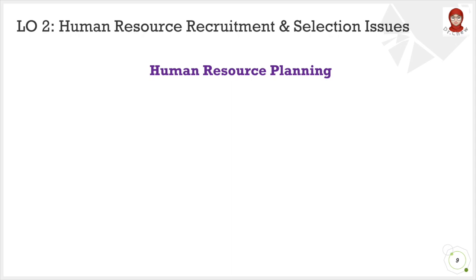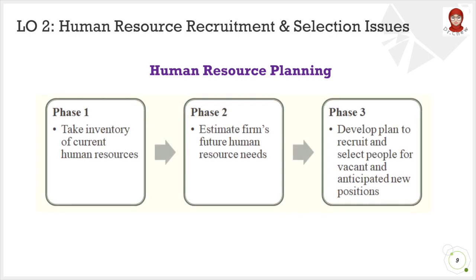First, we will be covering human resource planning, which is forecasting a company's human resource needs and its supply. Under this process, it involves three phases of activities. Phase 1 is taking an inventory of a company's current human resources. That is, collecting data on every employee, including their educational background, special job skills, previous jobs, language skills, and experience living abroad. The second phase of human resource planning is estimating the company's future human resource needs.